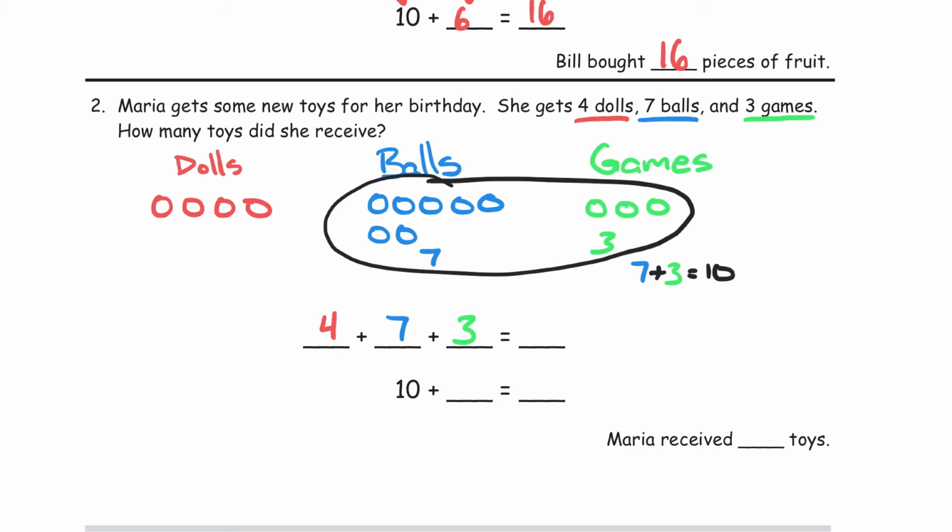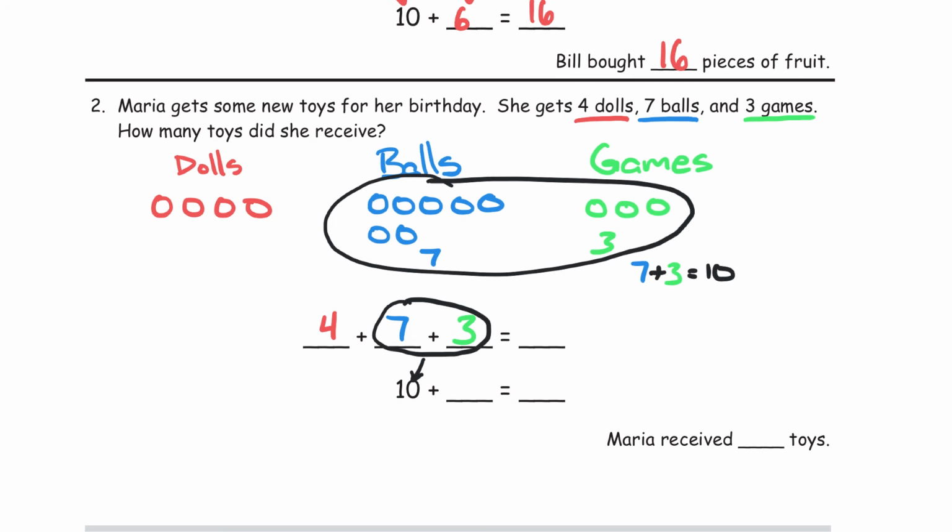And when we added up our 7 and our 3 in our group, that was our 10. All right, I want you to do the rest, and then you're going to check your work in just a moment. So pause the video, and you're going to come back and check.